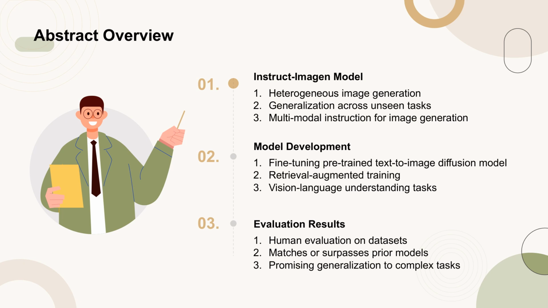The development of Instruct-Imagen involves fine-tuning a pre-trained text-to-image diffusion model in 2 stages. Initially, the model is adapted using retrieval-augmented training to enhance its ability to ground its generation on external multimodal contexts. Subsequently, the adapted model is fine-tuned on various image generation tasks requiring vision language understanding, each paired with a multimodal instruction encapsulating the task's essence.